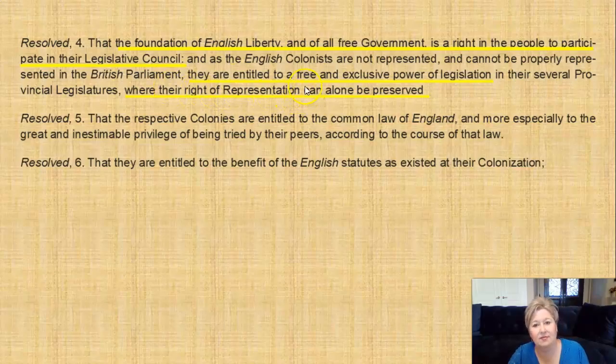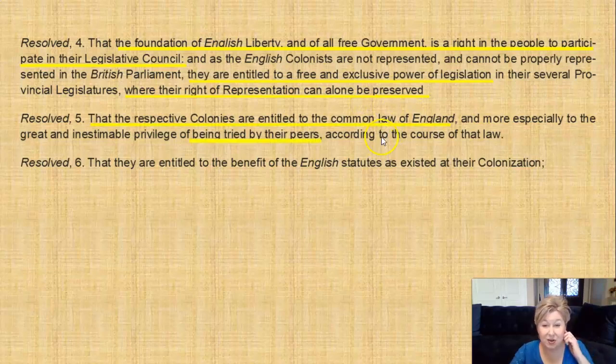Representation. Okay, they aren't represented in the British Parliament. They are entitled to exclusive power of legislation in their provincial legislatures. I know that's fancy language. We have the right to legislate for ourselves, and the only place we can do that is in our local legislatures, because that's where our representation is preserved. This is the only place we can be represented.